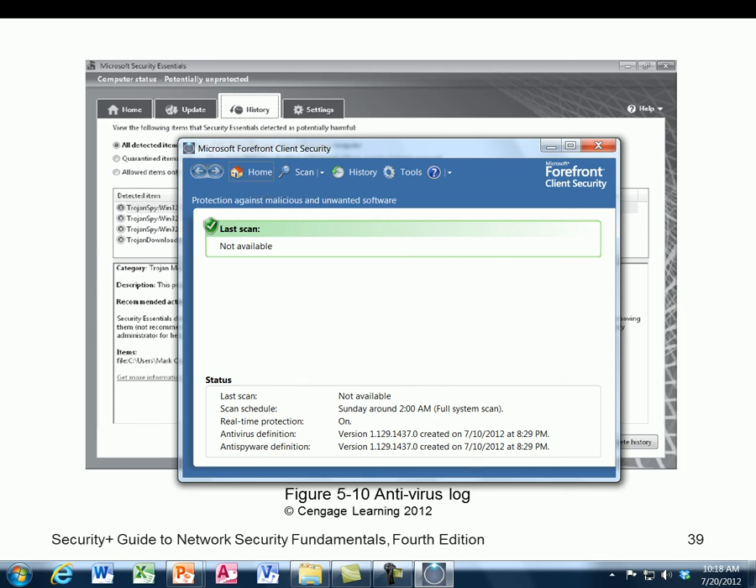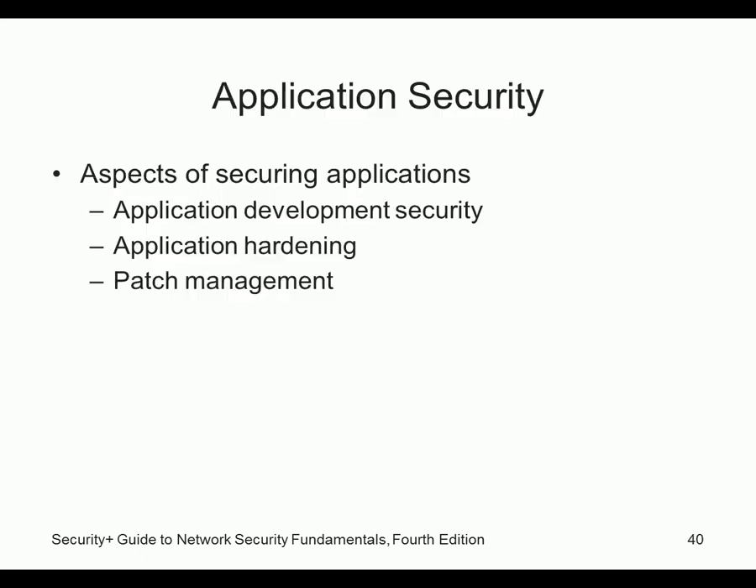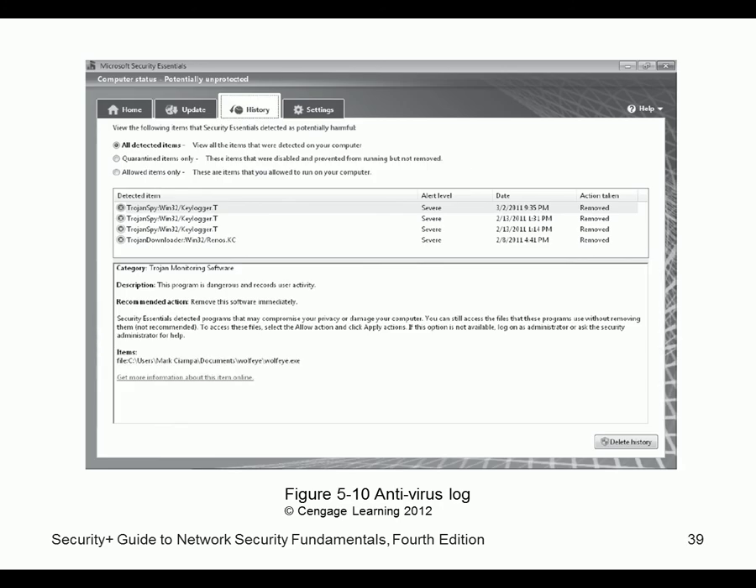So the last scan, not available. Scan around 2 a.m. Let's see. The antivirus was updated on the 10th of July. So about 10 days ago. You probably update them weekly or something like that then. I don't know why it's not showing the last scan on there. On history, does it show anything? Yeah, it's probably because of Deep Freeze, it doesn't keep... It probably scans and then it reboots, so who knows. But kind of a cool program. Security Essentials is my favorite. There's lots of other ones, there's AVG and Avast and a whole bunch of other things, but this is the one I recommend.